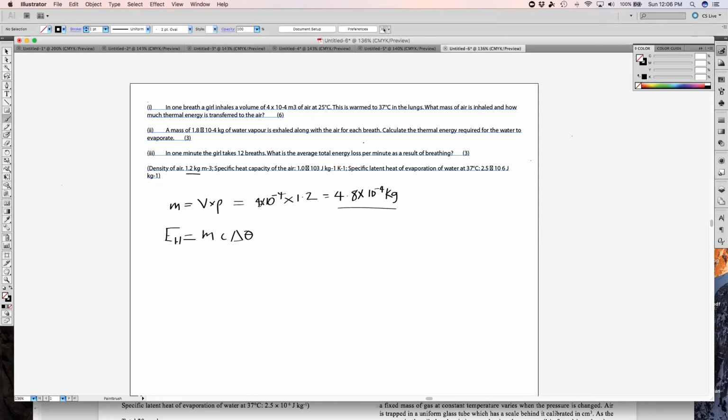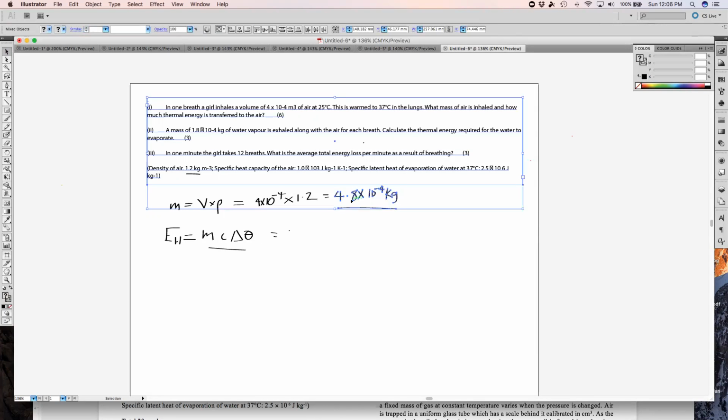Why are we using MC delta T? Because we're not changing state. It is air coming in and air coming out. So it's not changing from solid to liquid or liquid to gas. So that's why we will use this form of the equation. And in here we have 4.8 by 10 to the, all right, over all that. Now we have all of this.